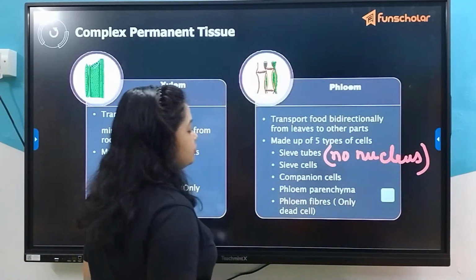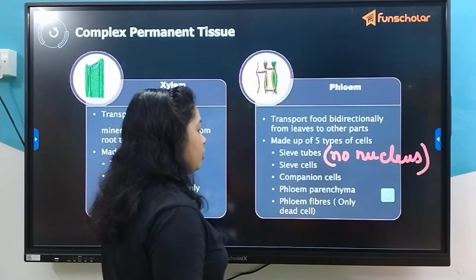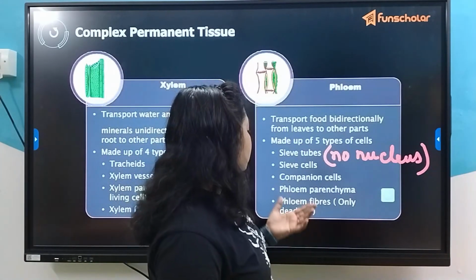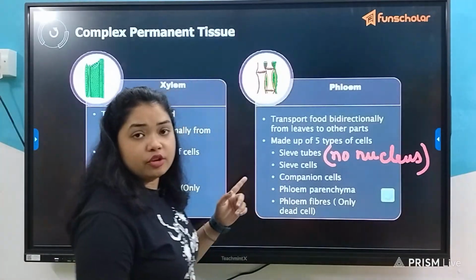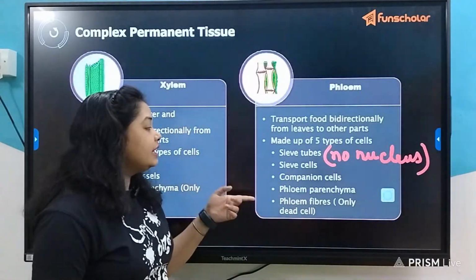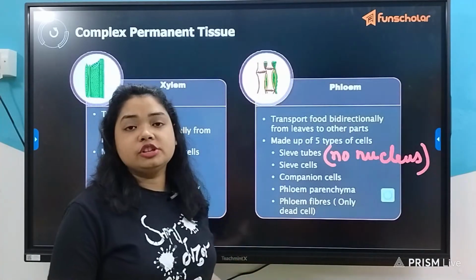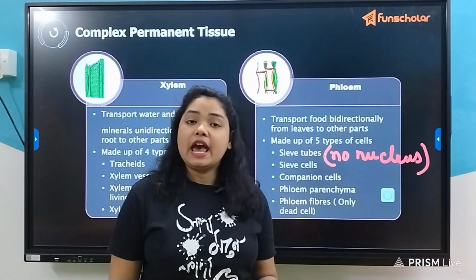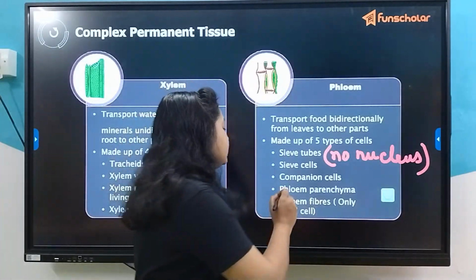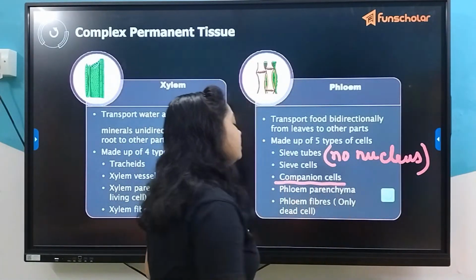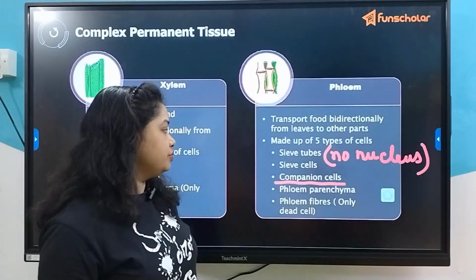Sieve tubes do not contain any type of nucleus. So the companion cells, that is why they cannot decide. You have already watched in the video that they cannot decide how much food will be translocated and from which direction. So therefore companion cells are there to decide that for the sieve tubes.